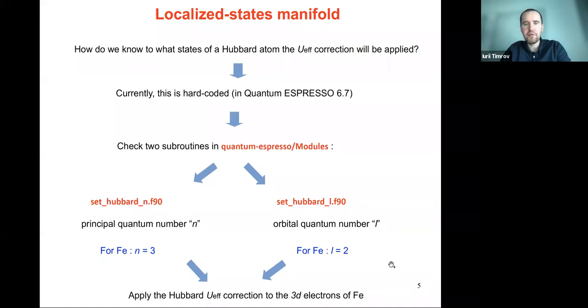In future versions of Quantum Espresso, we plan to change this and allow the user to specify the manifold that we want to correct from the input. This will be much better and much more user-friendly. So work is in progress. But for the time being, this is hard-coded. And if you want to modify this, you need to modify these Fortran routines and recompile the code. But we typically don't need to do that, only in some rare cases.